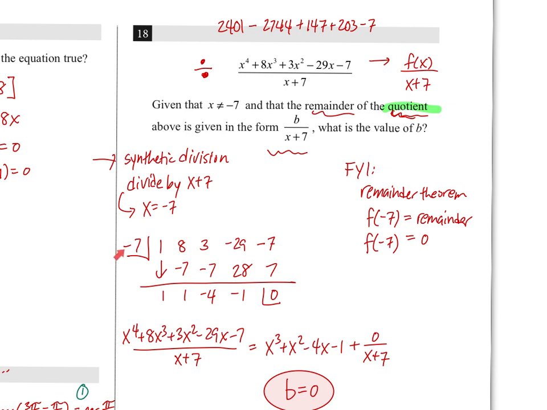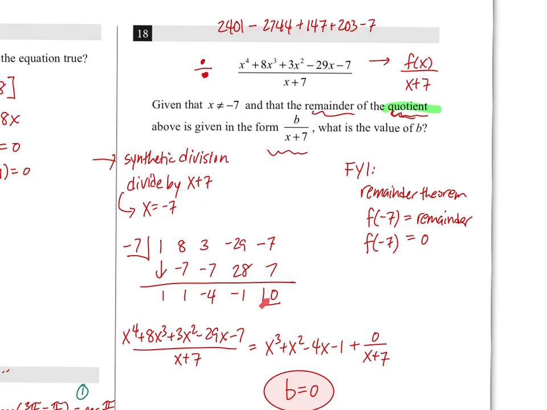So we multiply 1 and -7, and then we add down the column, and we get 1. 1 and -7, we get 3 plus -7, -4. -4 times -7, that's positive 28. -29 and positive 28 is -1. -1 times -7 is positive 7. -7 plus positive 7 is 0.